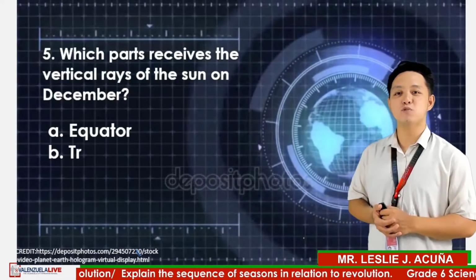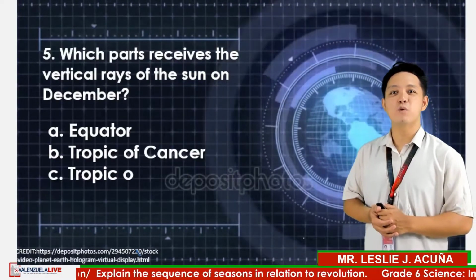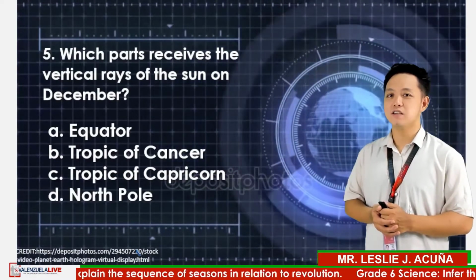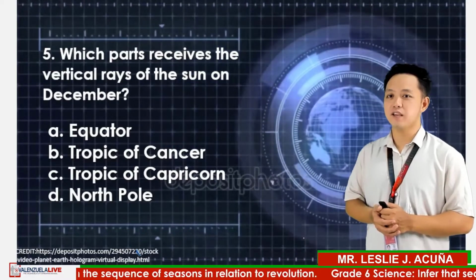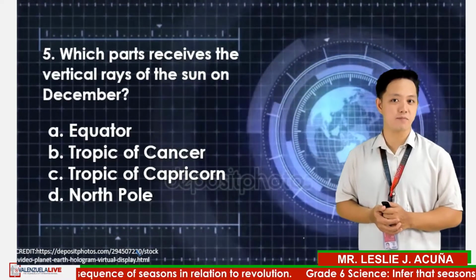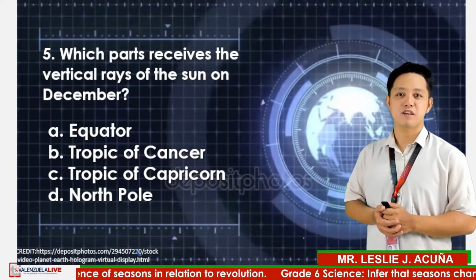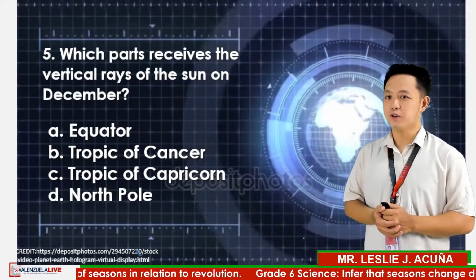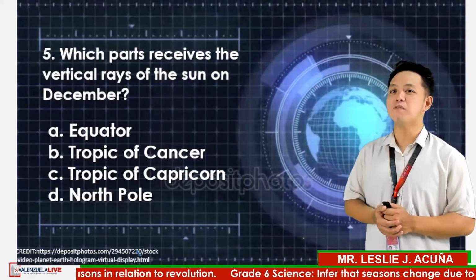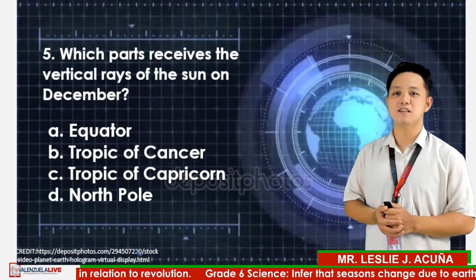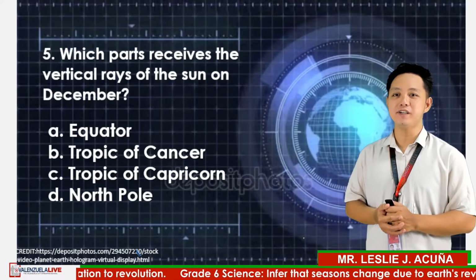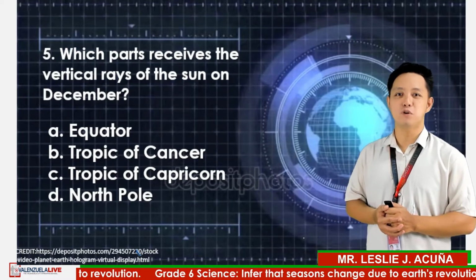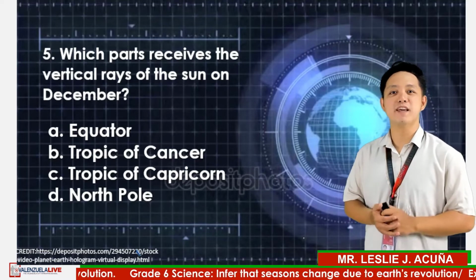And for our last question, which parts receive the vertical rays of the Sun on December? A, equator. B, Tropic of Cancer. C, Tropic of Capricorn. Or D, North Pole. 5 seconds.